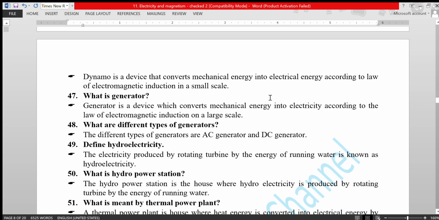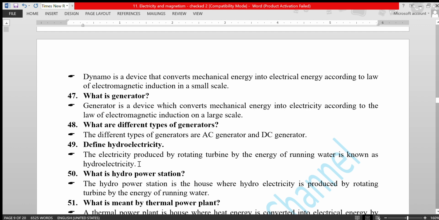Dynamo is a device that converts mechanical energy into electrical energy according to the law of electromagnetic induction on a small scale. What is generator? Generator is a device which converts mechanical energy into electrical energy according to the same law on a large scale. What are different types of generator? AC generator and DC generator.